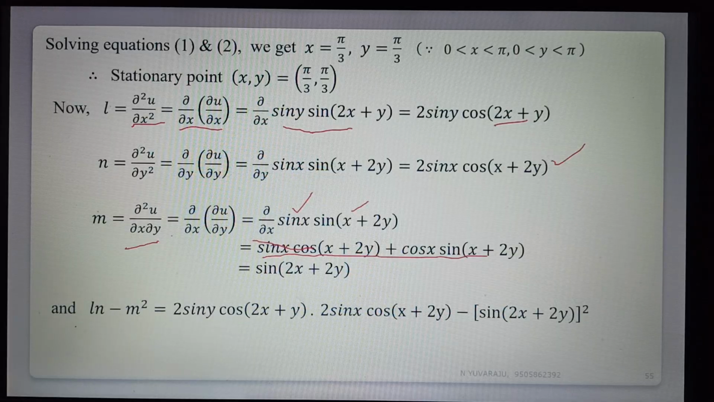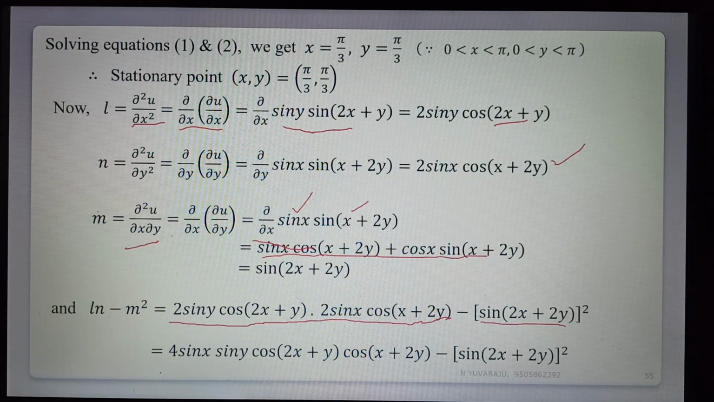Next find the condition ln minus m square. ln minus m square is equal to 2 sin y into cos of (2x plus y) into 2 sin x into cos of (x plus 2y) minus (sin of (2x plus 2y)) whole square. Simplification is 4 sin x sin y cos of (2x plus y) cos of (x plus 2y) minus (sin of (2x plus 2y)) whole square.